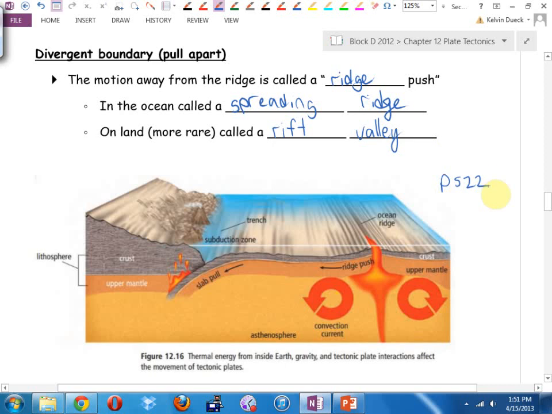How clear is it? Is it in black and white on your notes? Still readable? Okay. When I cut and paste, it's not great.